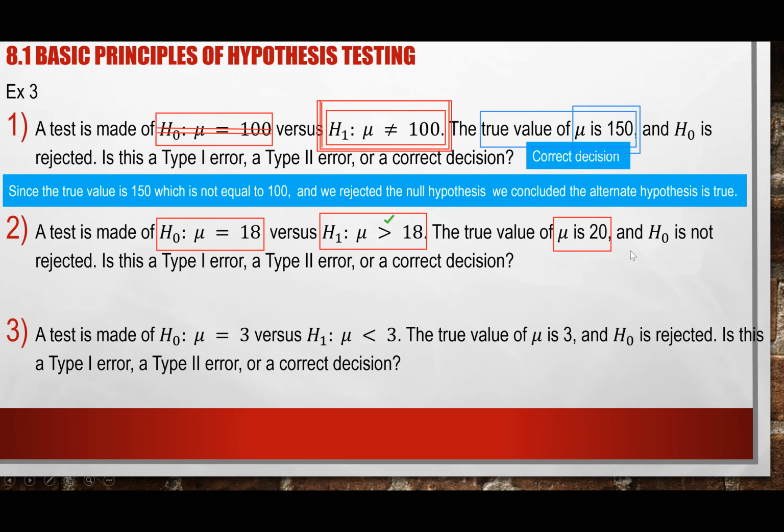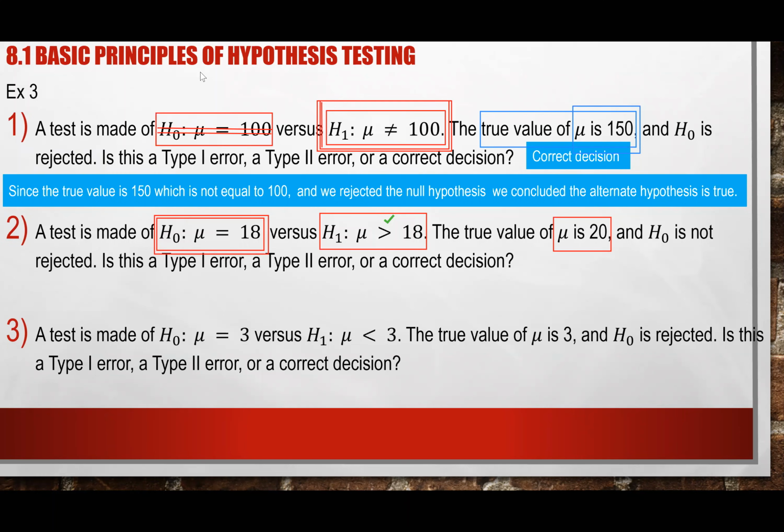But the conclusion is this. Well, the conclusion that came in is H naught is not rejected. You fail to reject it. You do not reject it. Meaning you do not throw this away. You did not throw this away. You don't have enough information to throw this away. So is this a type 1 error or type 2 error or a correct decision?